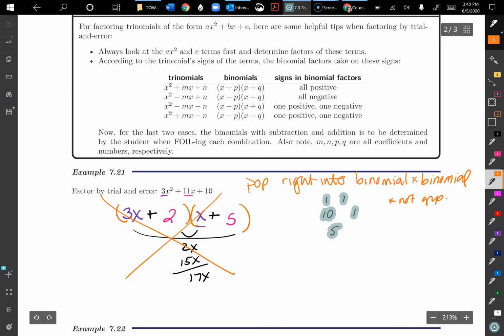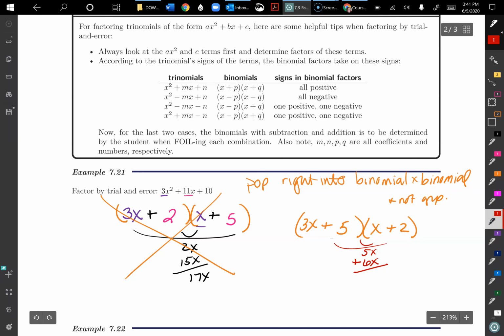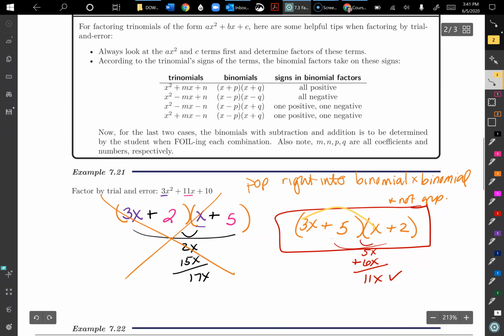I need to try some more things here. So I have 3x plus, let's try switching them up, plus 5 and then x plus 2 and see how that works out. That'll give me a 5x and a 6x. And when I add those together, because they're both positive, I get the 11x that I need. So there is my answer. And then just double check that your ends are good. So I have 3x times x, give me 3x squared. 5 times 2 does give me the 10, and then my middle term I already figured out there.